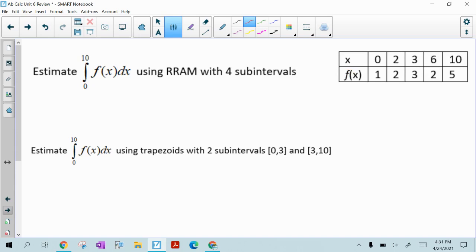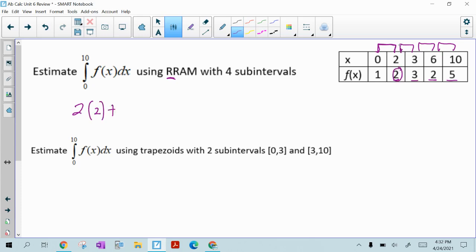Now, fortunately, the data we've been given kind of leads us to be doing the 4 subintervals. Here's interval 1, here's interval 2, interval 3, and interval 4. I'm asked to use the RRAM, which means I'm going to be using the height on the right-hand side, which means I'm going to be using 2, 3, 2, and 5. And when I write it out, I'm going to start off with, well, what is the distance between these first two here? Well, that's 2. And then I use my height of 2 there.